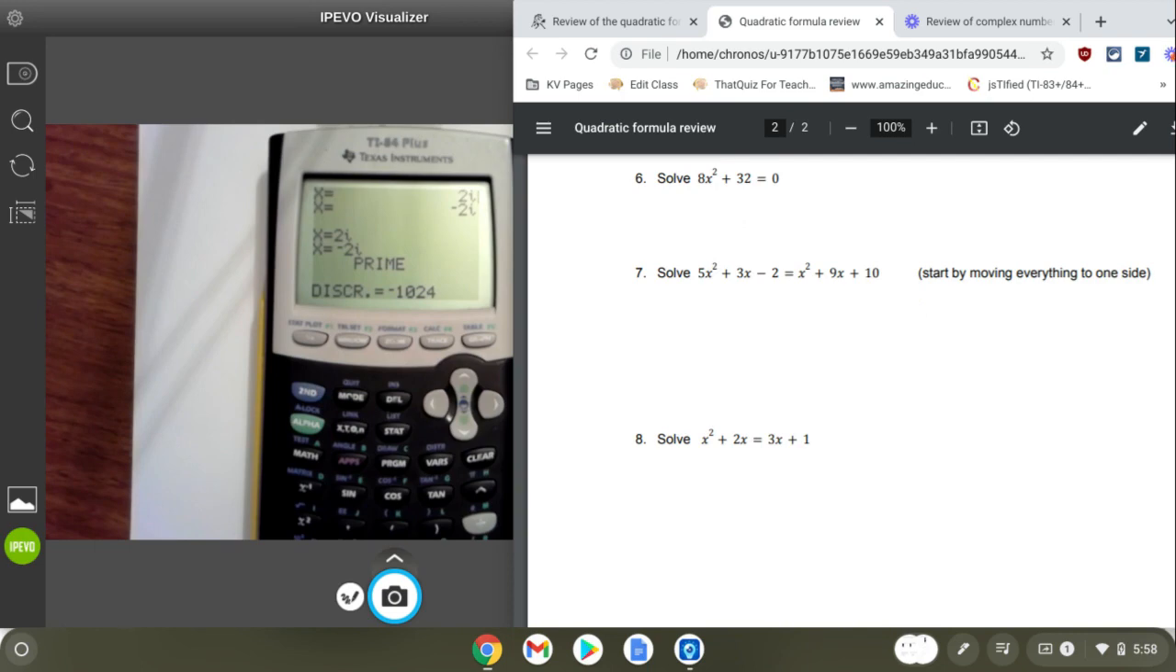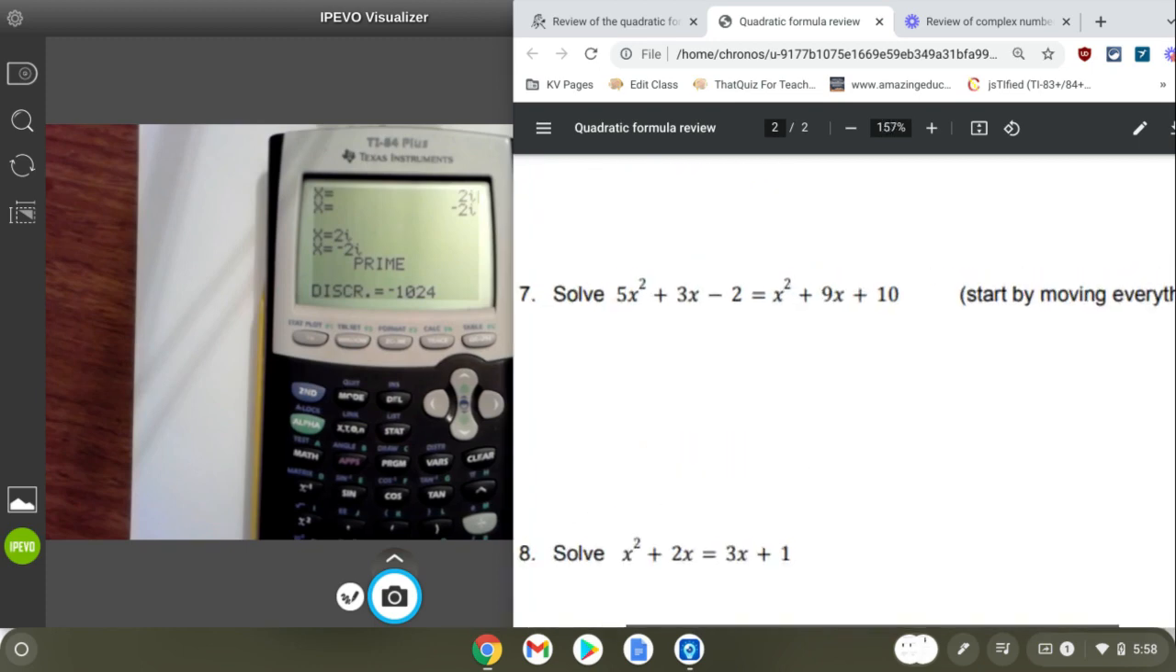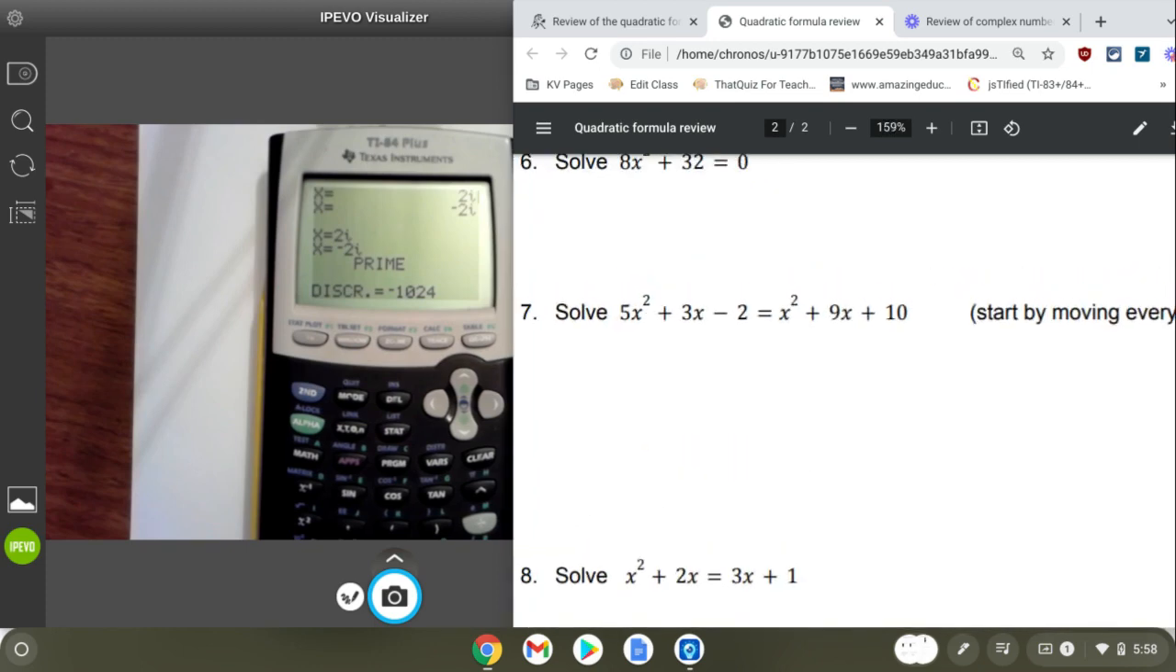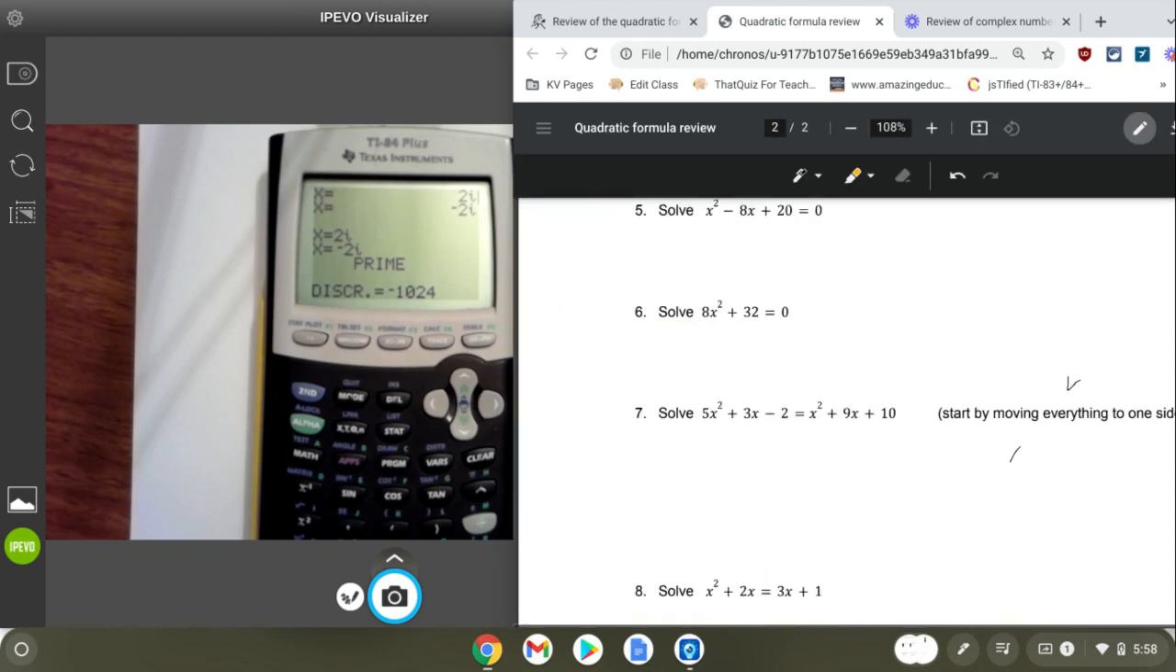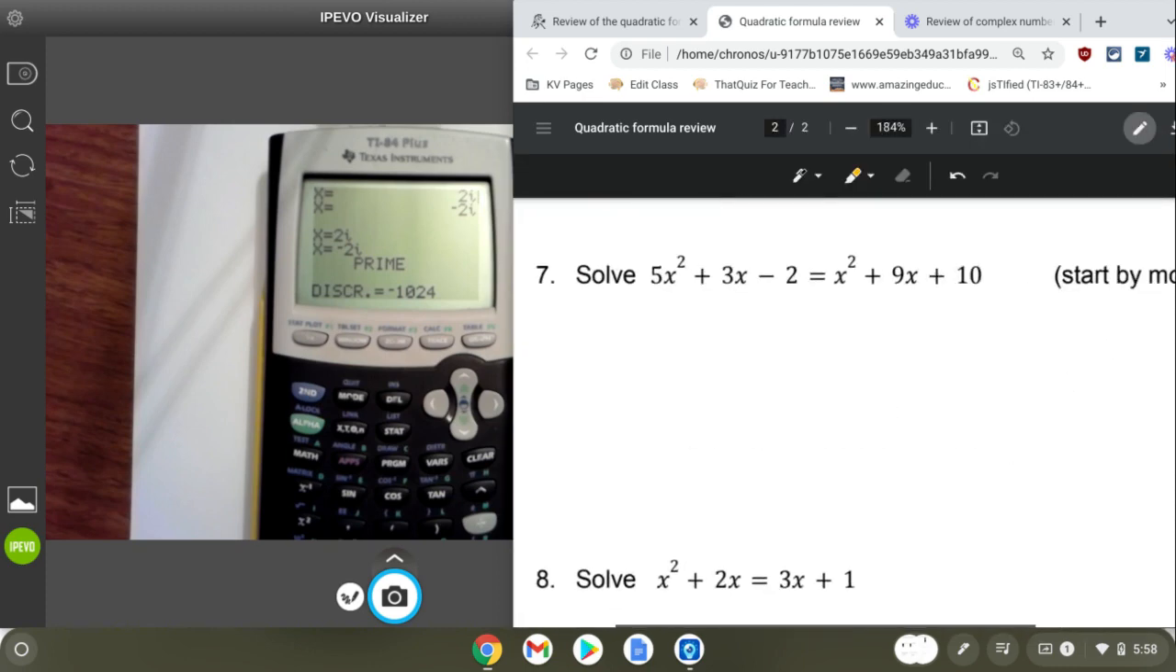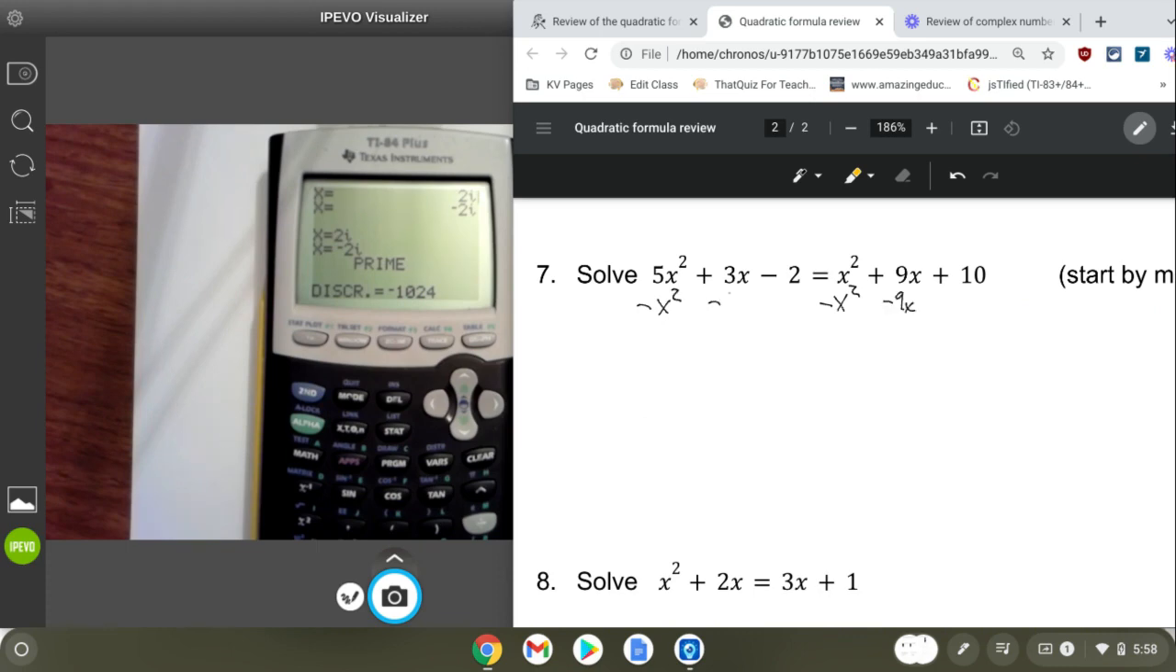All right, on number 7, it says there, hint, hint, you got to move everything over to one side. So to do that, I'm going to subtract. Okay, there it goes. All right, so to move everything to one side, I'm going to subtract x squared from both sides. Okay. I'm going to subtract 9x from both sides. And subtract 10 from both sides.